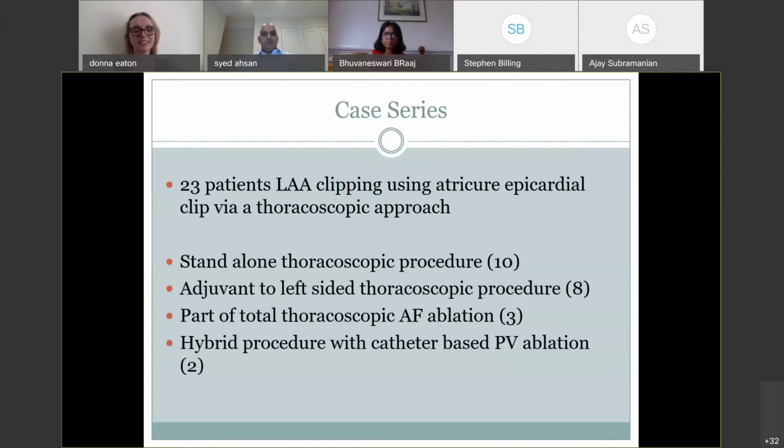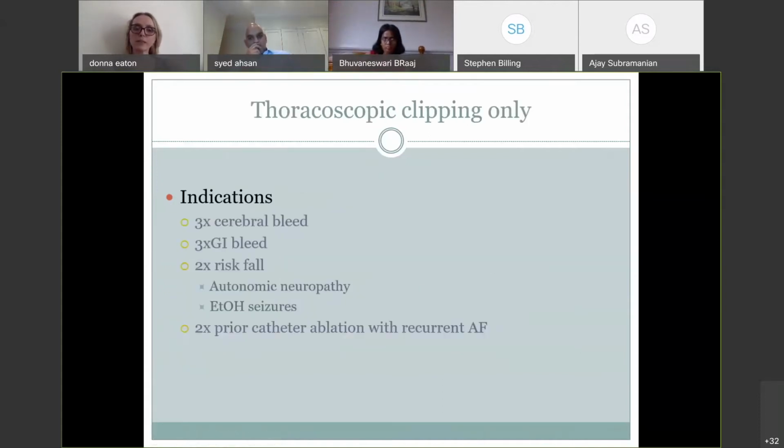Next slide, please. So for the group that are thoracoscopic clipping only, 3 of those patients were referred because they'd had a previous cerebral bleed, 1 for a previous GI bleed, 2 of them for risk of falls, and 2 of them had had prior catheter ablation and had recurrent atrial fibrillation, and it was felt that they should have their left atrial appendage occluded to reduce their risk of stroke, but also as potentially that could be the source of their ongoing atrial fibrillation. Next slide, please.